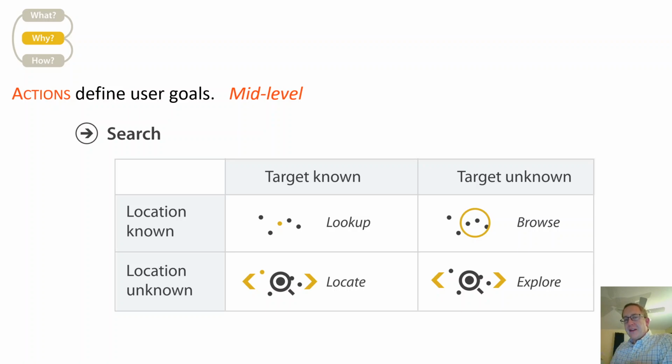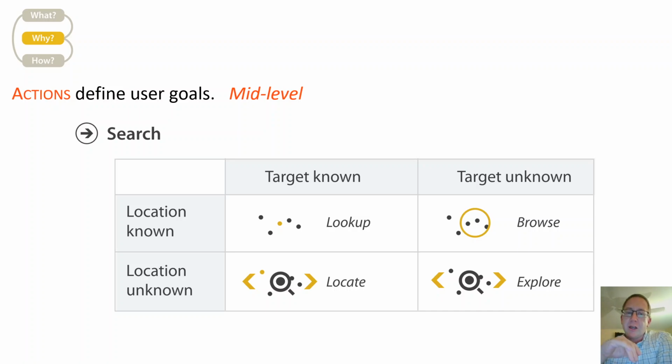We're going to look briefly at one possible mid-level action. There's a bunch of different things you could look at. One of the more common ones is searching. You could look at searching in a variety of different ways. I'm going to go over 2 different examples. So here is the off-the-cuff example.